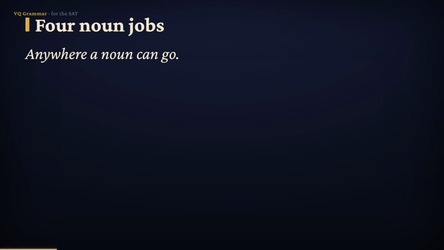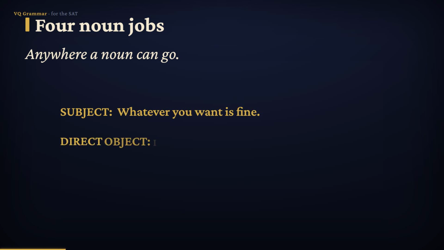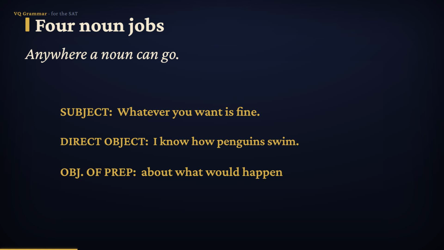A noun clause can fill 4 roles. As a subject: whatever you want is fine with me. As a direct object: I know how penguins swim. The clause receives the action of know. As the object of a preposition: we worried about what would happen next. The clause follows about. And as a predicate noun, renaming the subject: the mystery is who left the note. So anywhere a noun can go, a noun clause can go too.